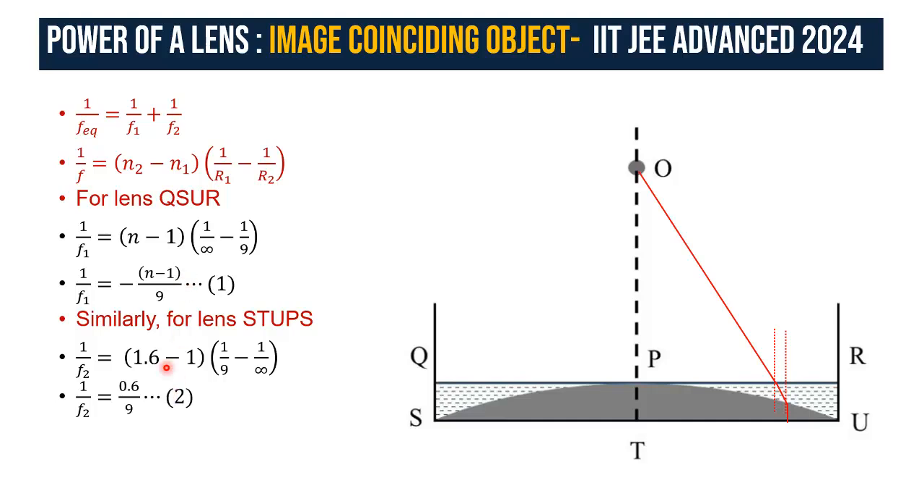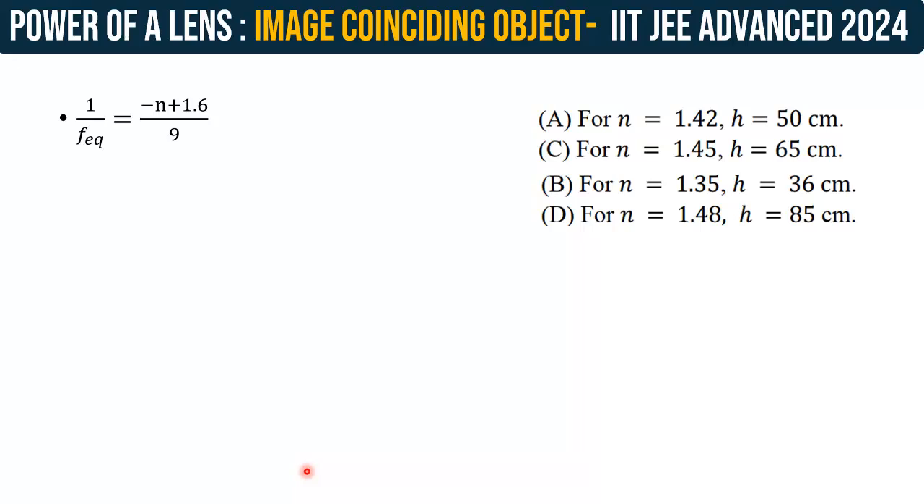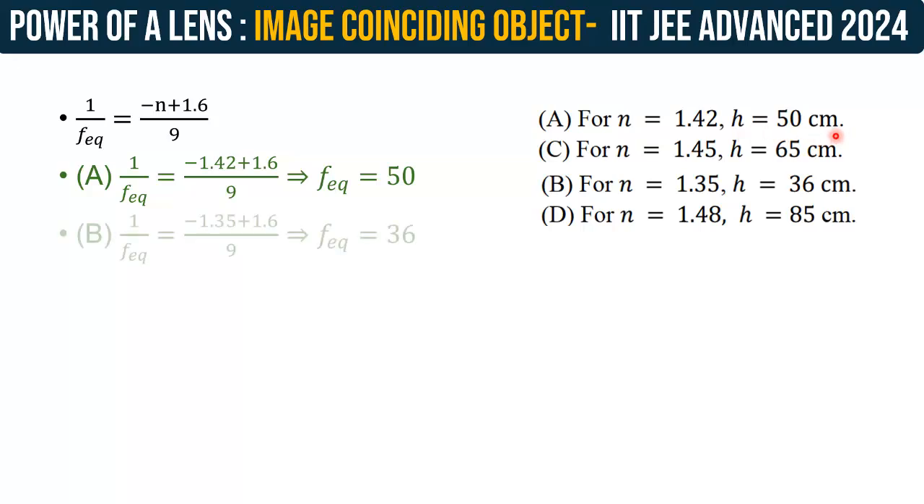Now I can add these two to get the F equivalent. So F equivalent will be this value plus this value. So from equation 1 and equation 2 I can get F equivalent. So now F equivalent is this. You can check the different options. Let us check option A. N is equal to 1.42. If you put this, F equivalent will be 50 centimeter. So this option, that is H is equal to 50 centimeter, is a correct option.